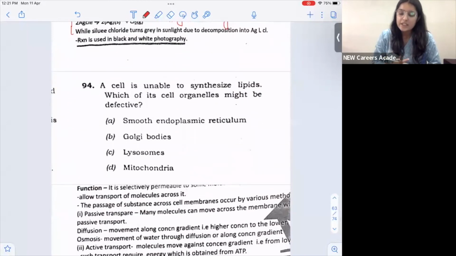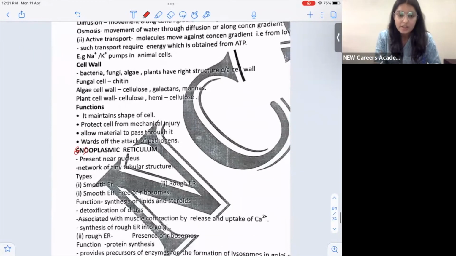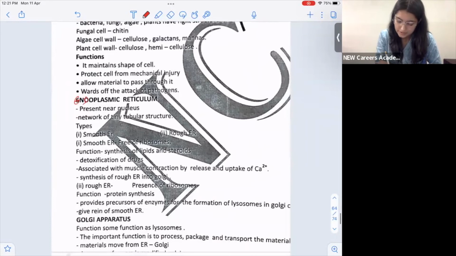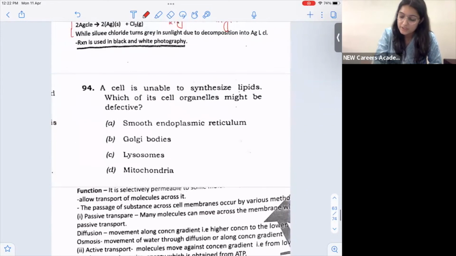92. A cell is unable to synthesize lipid. Which one of the organelles might be defective? We know the function of the smooth endoplasmic reticulum. One of its primary functions is the synthesis of lipids and steroids. So if there is a problem with lipid synthesis, that means the smooth endoplasmic reticulum is defective. Option A.